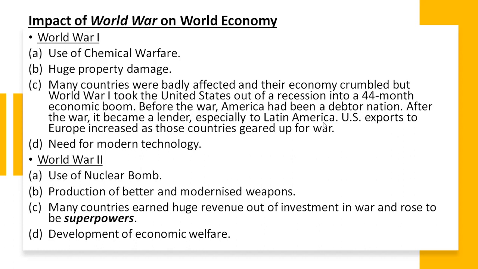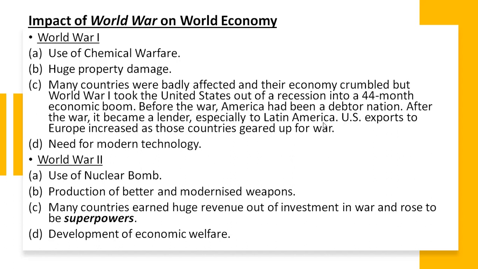They were in the recession. So out of recession, they went into the 44-month economic boom. By 44-month economic boom, we mean that economically they went ahead of time. They went ahead 44 months. After that, America itself started giving loans to other countries, and got involved in the war. At that point of time they also saw the need for modern technology. During the industrial revolution technology was advanced, but during World War One they thought of more technology. They thought that more technological advancement is required.